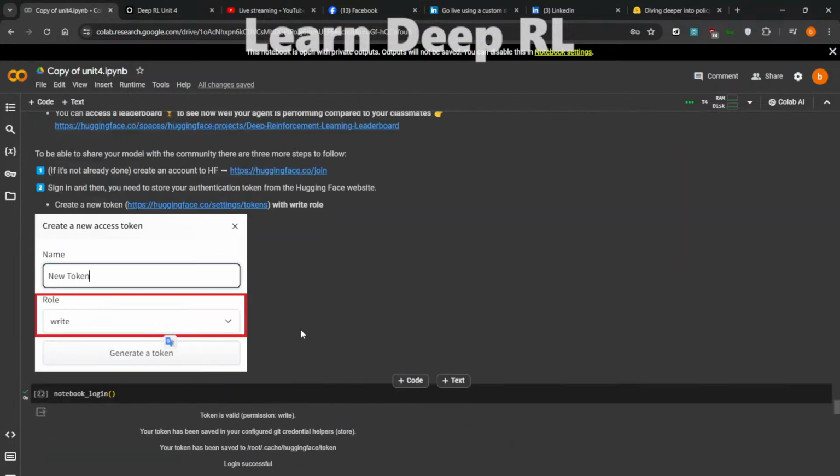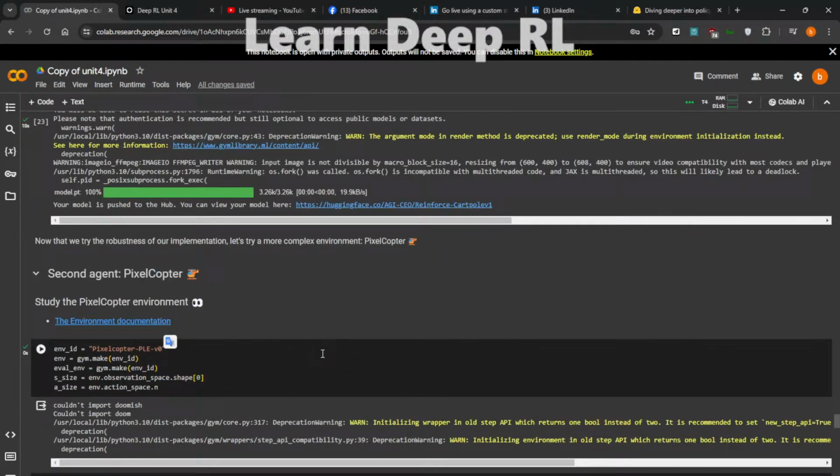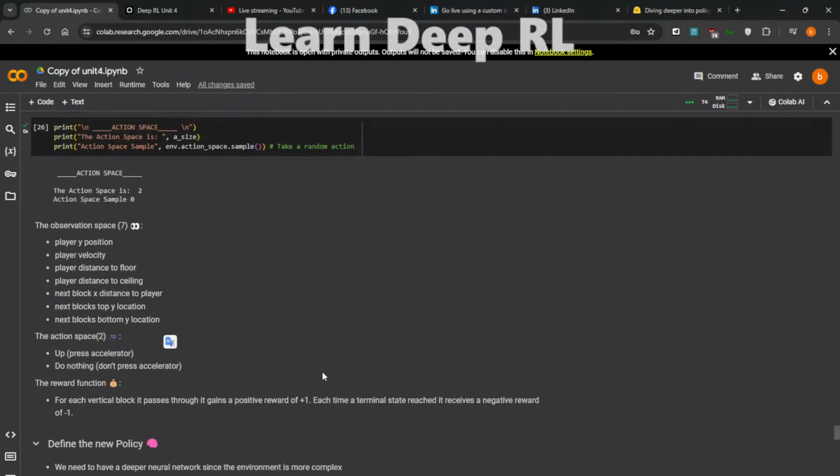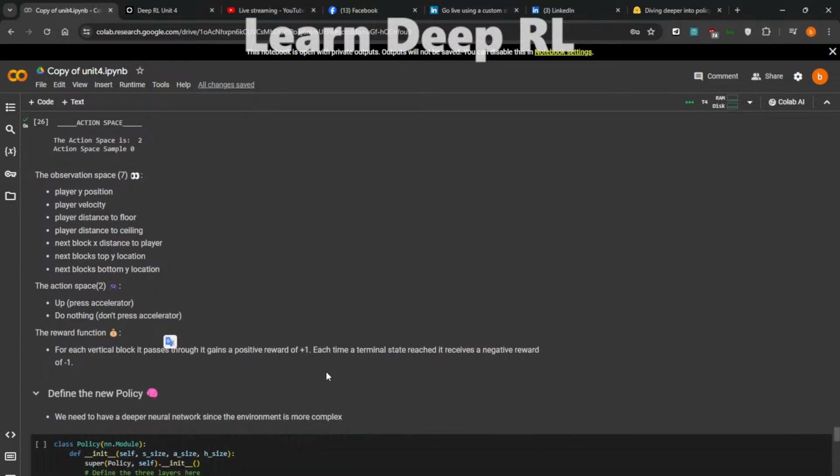the incoming environment, that environment you're traveling through, is always updating. So this is a little bit more of a complicated environment compared to the CartPole environment. So there's 7 observations and 2 actions that you can do. You can go up or you can do nothing.